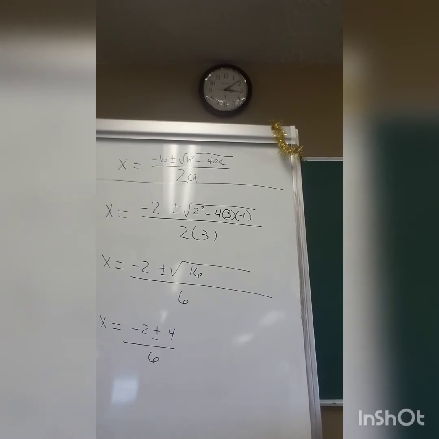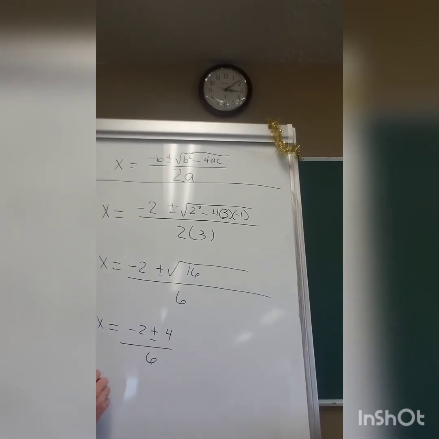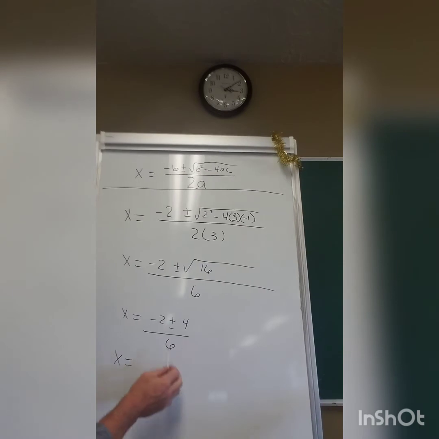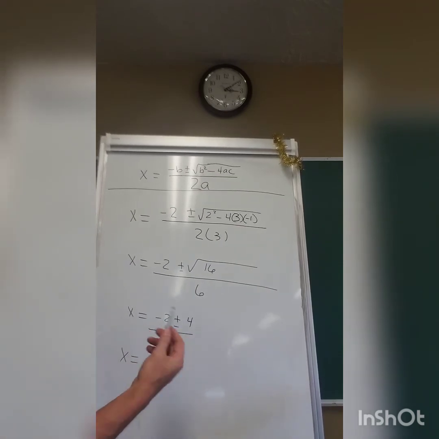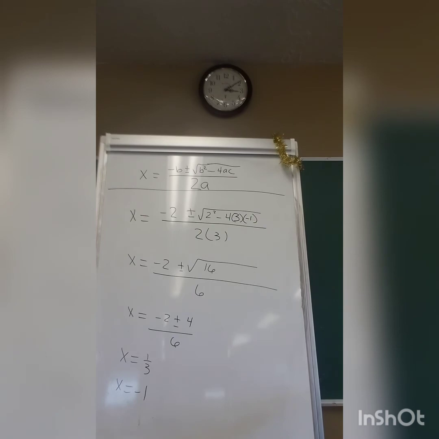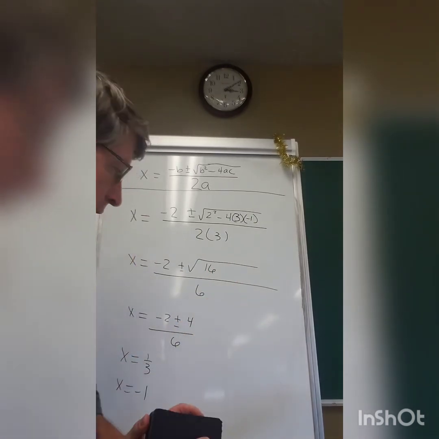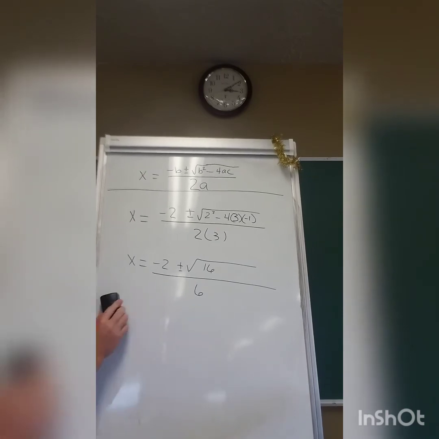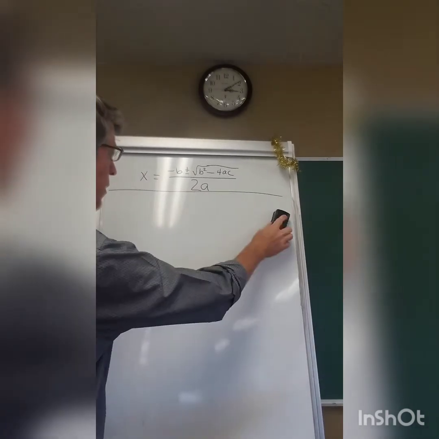Okay, still with me? So x can equal a negative 2 plus 4, which is 2, over 6, which is 1/3. That's one answer. If it's a negative 4, so we go negative 2, negative 4, it's negative 6, over 6 makes negative 1. So those are your two answers, 1/3 and negative 1. If you came up with those answers, great job, you did it right. If you didn't, go back, watch the video again, and do it again.